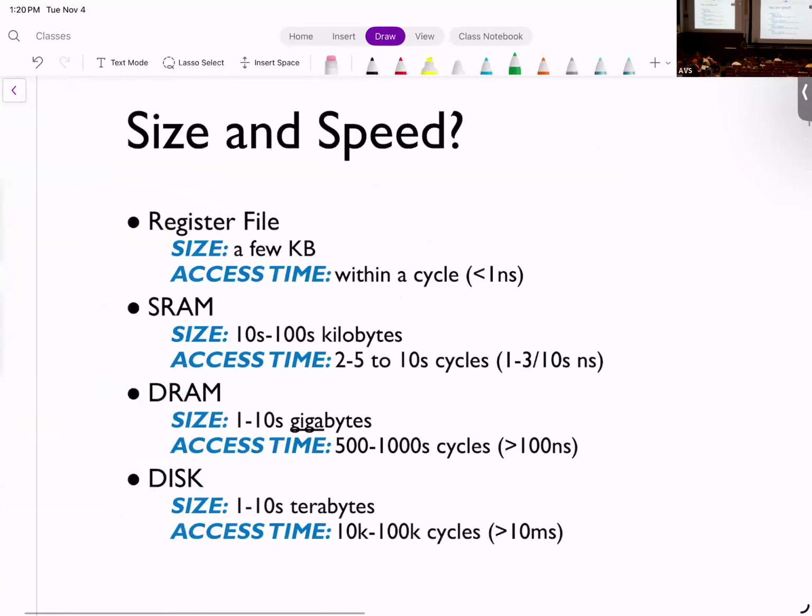Okay, so in terms of the sizes and the access time, register files are usually in the order of kilobytes.